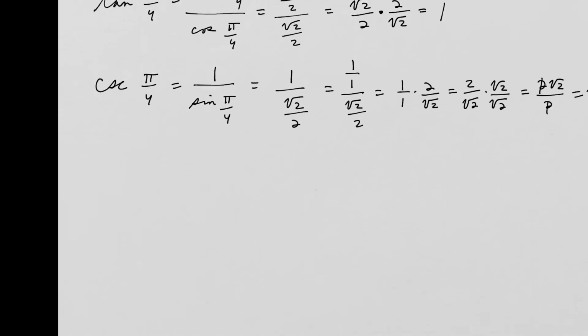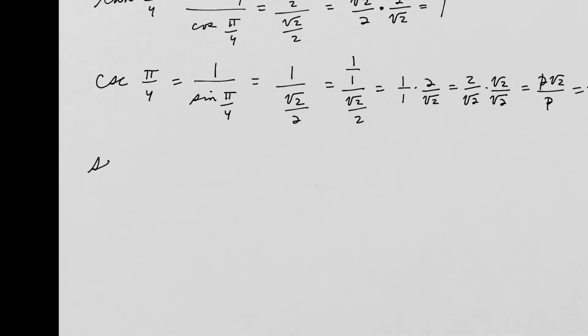Then I want to do what? Secant. Well, by definition, secant is going to be 1 over cosine. But in this case, that's the same, right? It's 1 over radical 2 over 2, because cosine of pi over 4 is the same as sine of pi over 4. So when you work this out, you're going to get the same thing. This is just equal to radical 2.